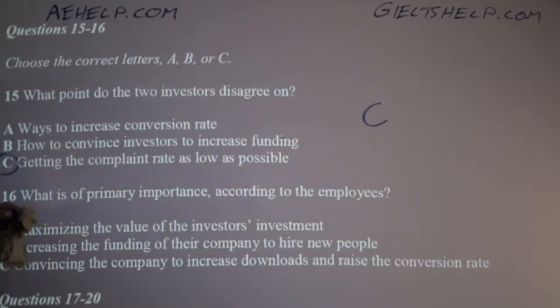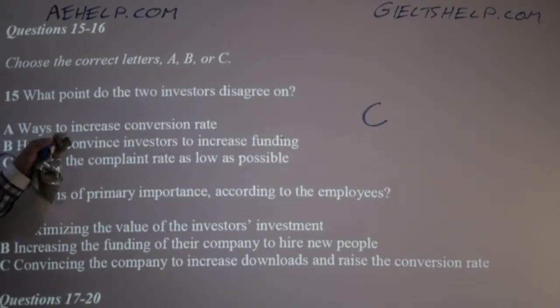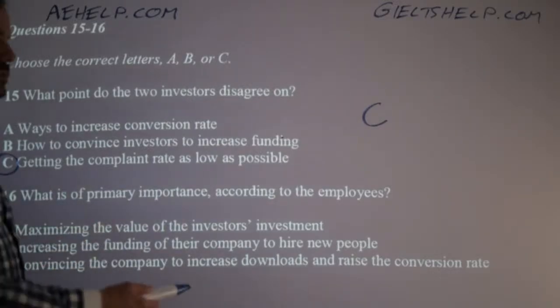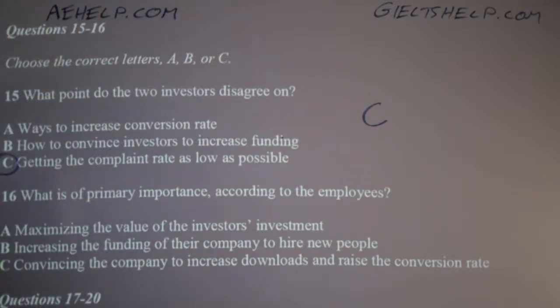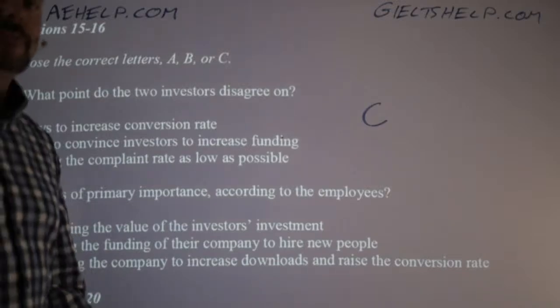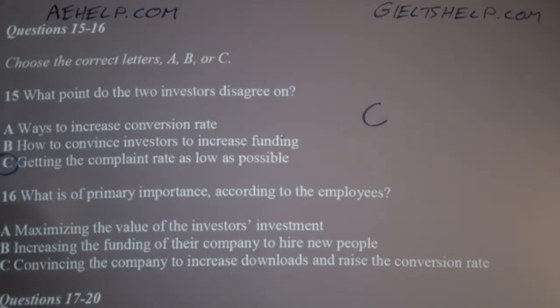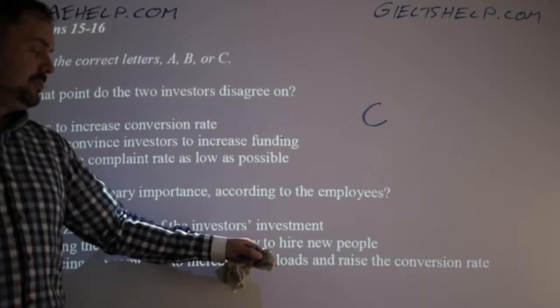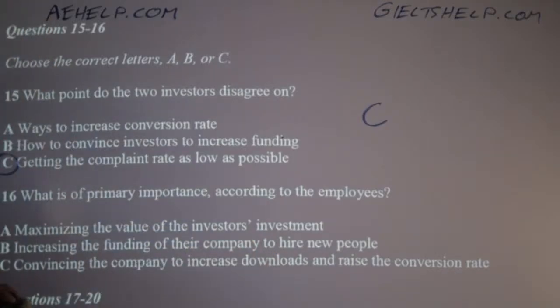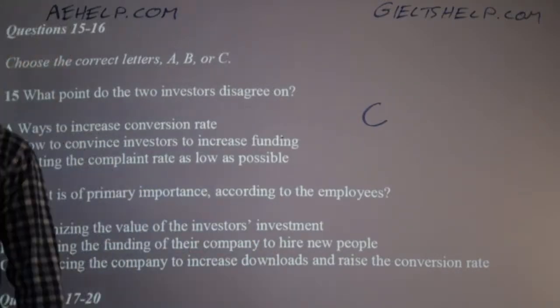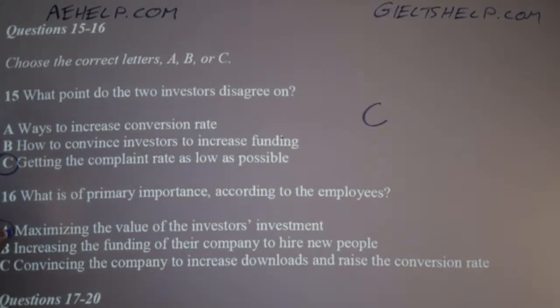Okay. Make sure that you listen for the answer. Don't just stare at the answers. That could get really confusing. Okay. All right, and what is of primary importance according to the employee? So what's most important for this company? Again, use logic. It's kind of what's important for most companies. For number 16, is it maximizing the value of the investor's investment, increasing the funding of the company to hire new people, convincing the company to increase downloads and raise the conversion rates? Yeah, it's A. Keep it simple.